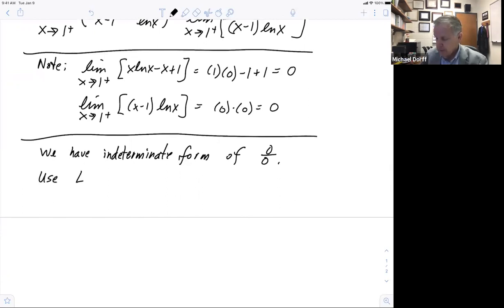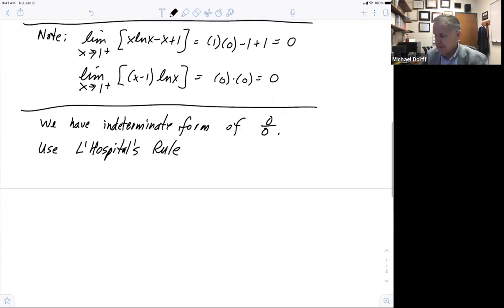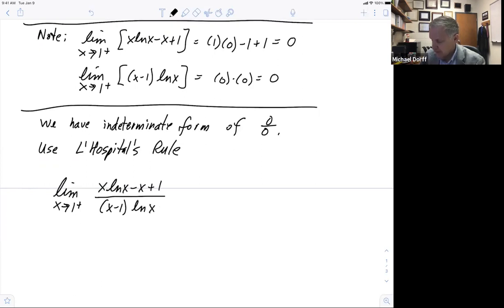So we use L'Hopital's rule because the limit has the indeterminate form of 0 over 0. So we've got the limit as x goes to 1 of x natural log of x minus x plus 1 in the numerator. And in the denominator, we have x minus 1 in parentheses times natural log of x. So L'Hopital's rule, we're applying it right here, means that when we do the limit, we take the derivative of the top.